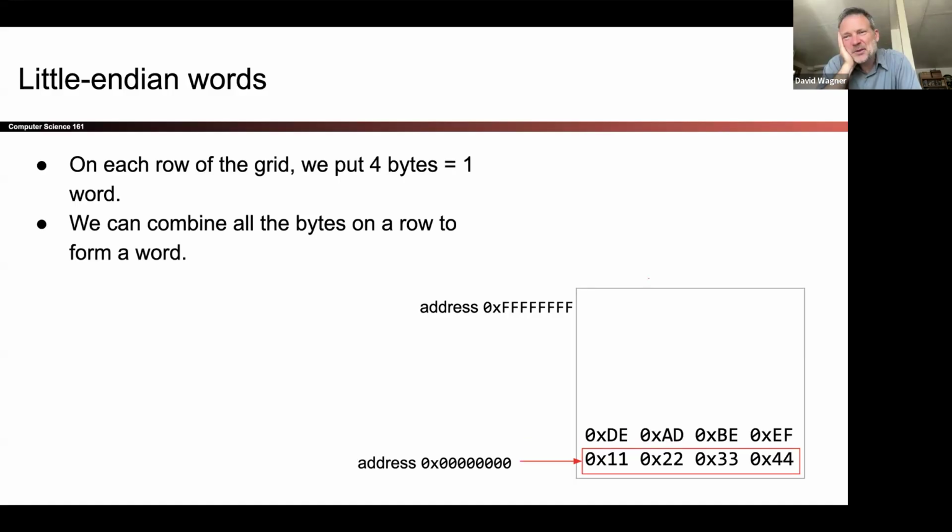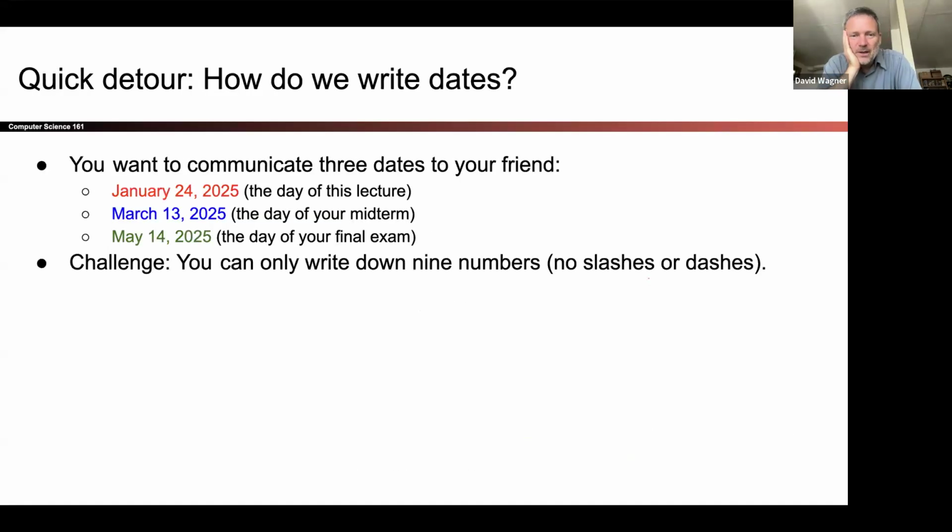There's a bunch of times when it's useful to look at a chunk of 4 bytes together, and we'll call that a word. Sometimes you'll store a value, like an integer, in one row, in one word. And to tell you about how we represent that and talk about endianness, I want to take a diversion to talk about how we write dates.